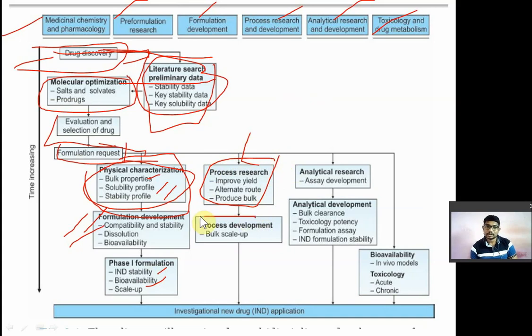Then there is another process development or bulk scale up, and another department known as the analytical research department. They take care of the method development of analysis: analytical method development like bulk clearance, toxicology, potency, formulation assay, IND formulation, and stability. That is done by your analytical research department.